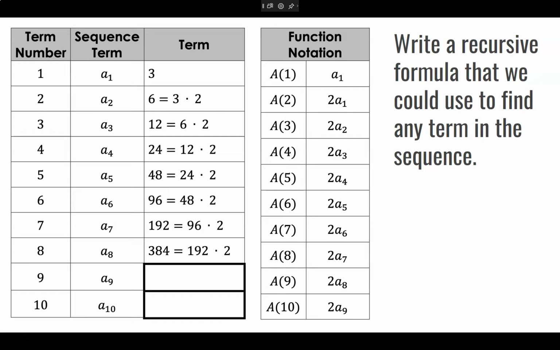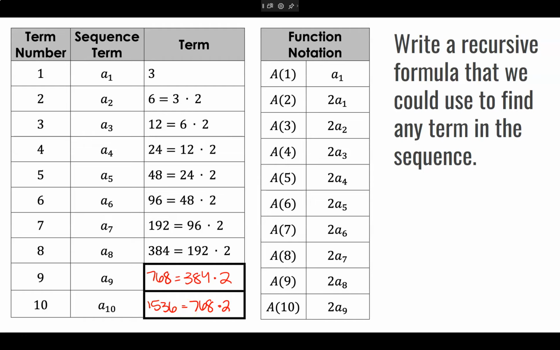So for me to get term 9, what's the previous term? 384, and do what to it? Multiply it by 2. So what is going to be my 9th term? 768. Beautiful. All right, how do I get the 10th term? What does that give me? 1536. Good. So that's taking my previous term and multiplying it by 2 each time.